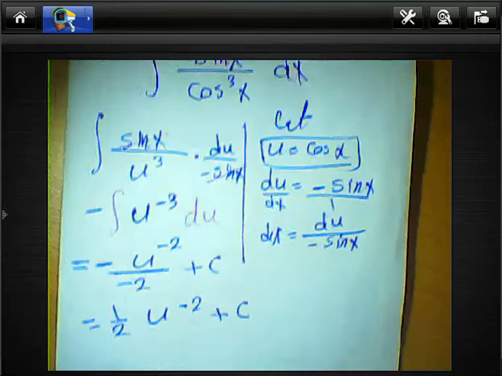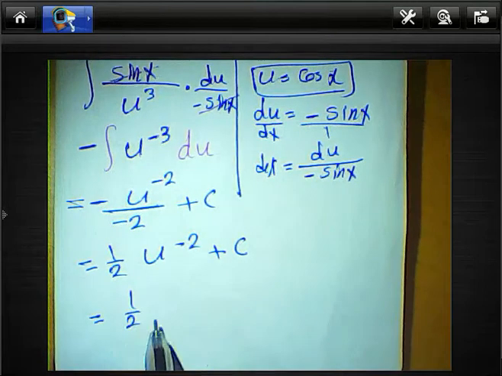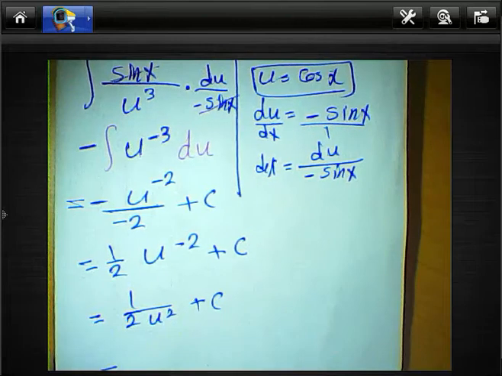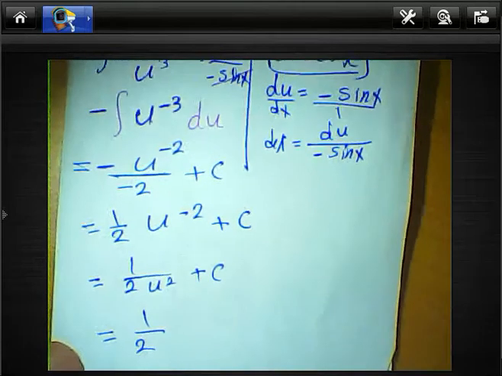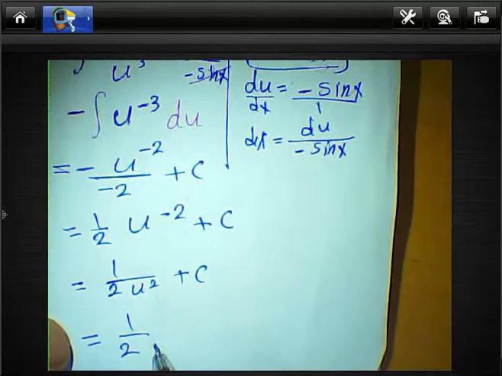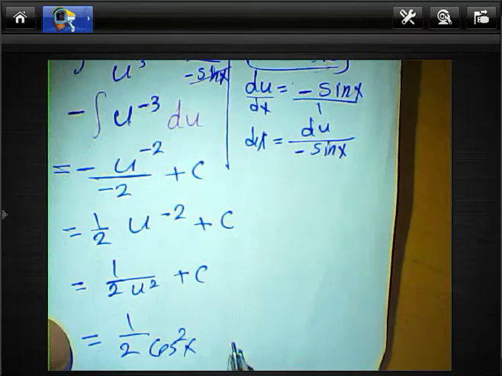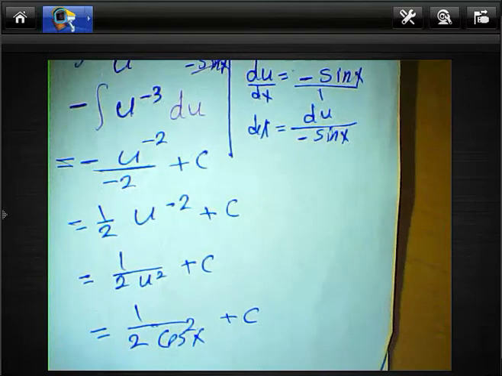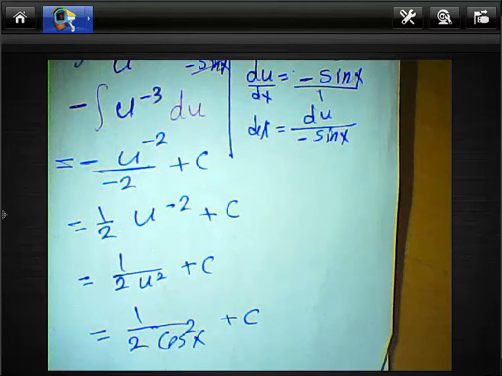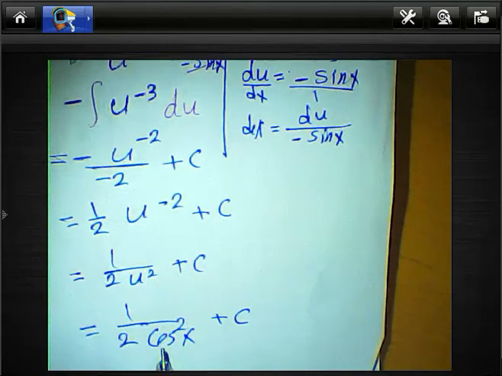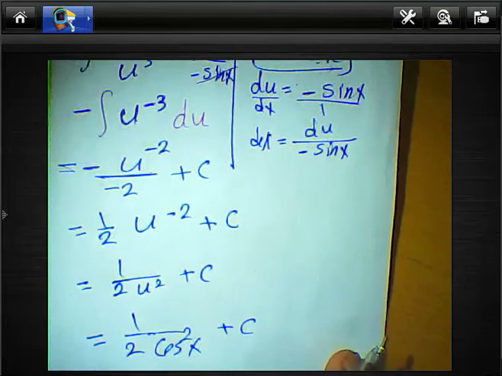The result will be 1 over 2 multiplied by u power 2 plus constant. So the result will be 1 over 2 u power 2, u was cosine x, so we can write 1 over 2 cosine power 2 of x plus constant. It's okay, it's a very easy step to find the result. So cosine power 2 of x.